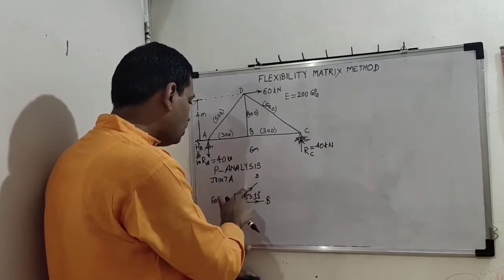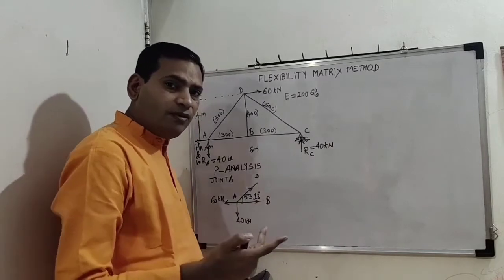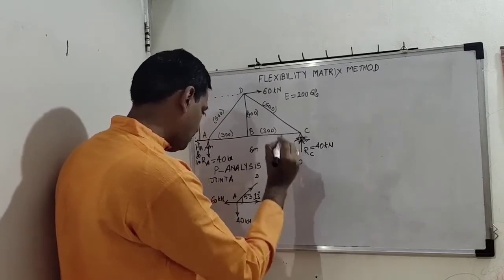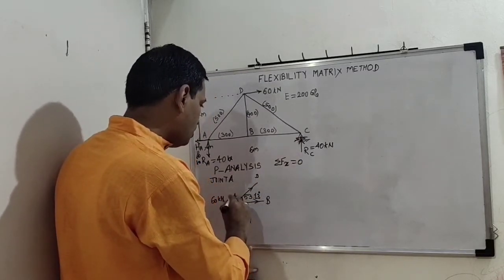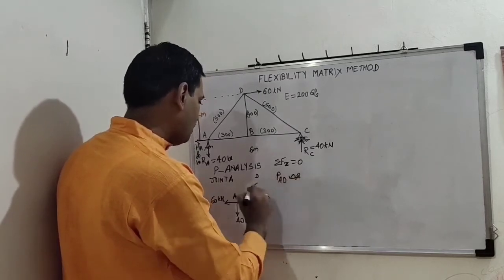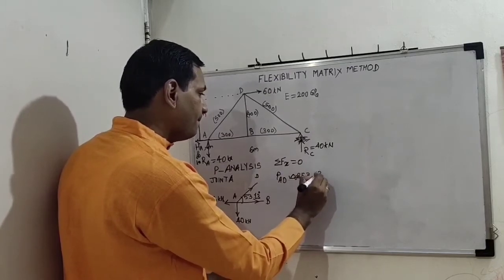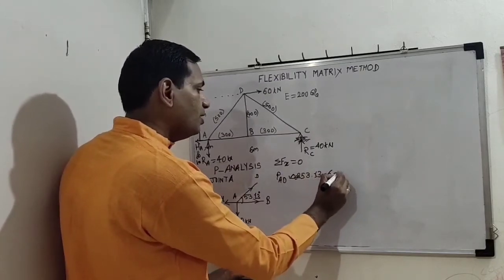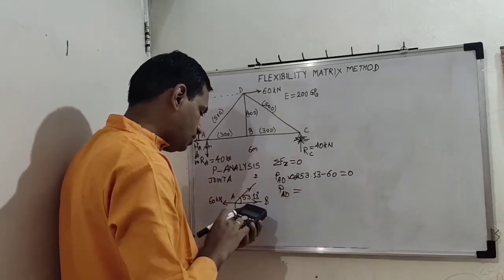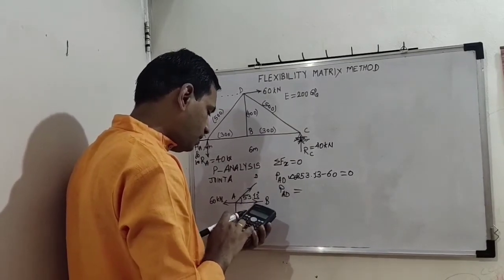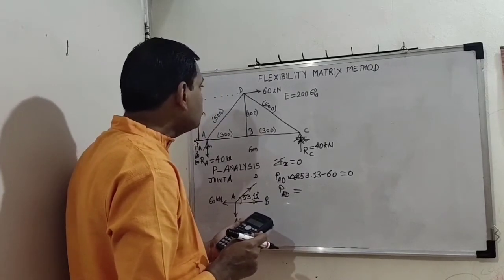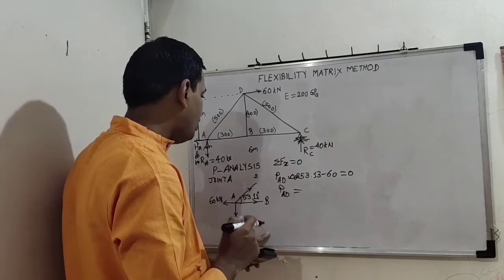Okay. So for this free body diagram, we have two conditions of equilibrium. Summation Fx is equal to 0. So the horizontal component of this force PAD into cos of 53.13 minus 60 is equal to 0. So find out the force in member AD. How much? 60 divided by cos of 53.13. How much is that? 100 kilonewton.